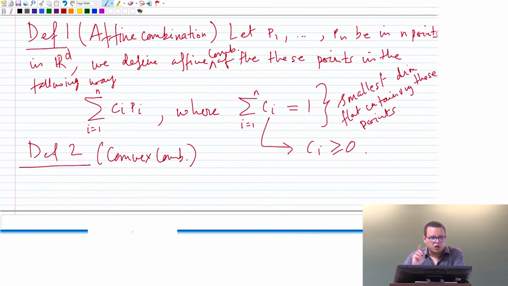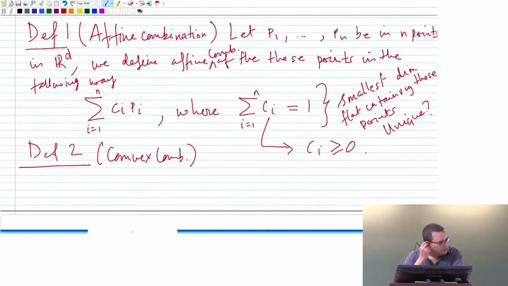By the way, the smallest dimensional flat containing a set of points is also unique. So, this is something to check. Check this when you go back. Is it unique? Try to go and prove that it is unique. Again, go by the analogy.